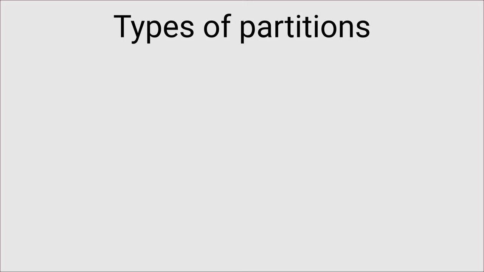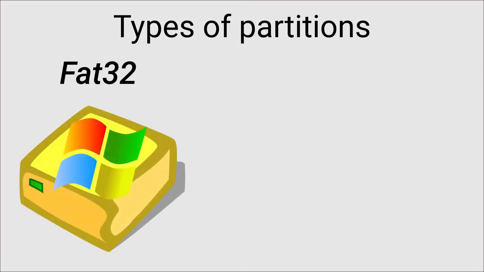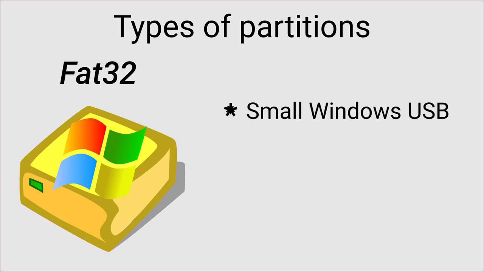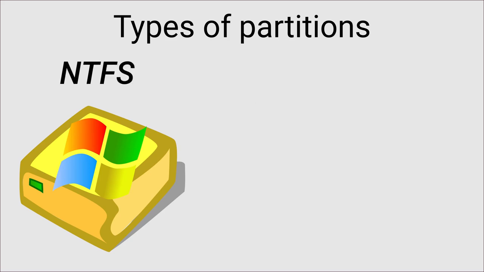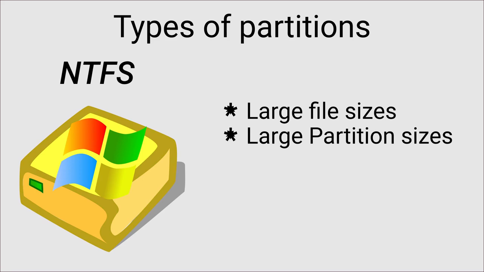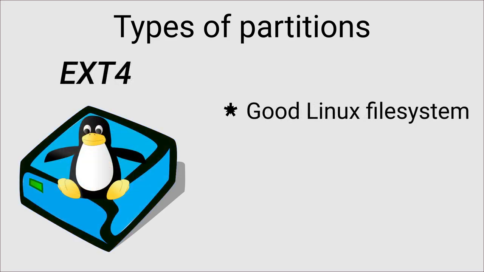Let's talk about partition types. You have FAT32, which is going to be the one you use on small thumb drives in Windows, but it's also what you use for UEFI boot partitions. NTFS is the newer Windows file system. It is better than FAT32 as it can support more than 4 GB files and very large partition sizes. Ext4 is my recommended Linux file system. Use the newest version, in this case, ext4.